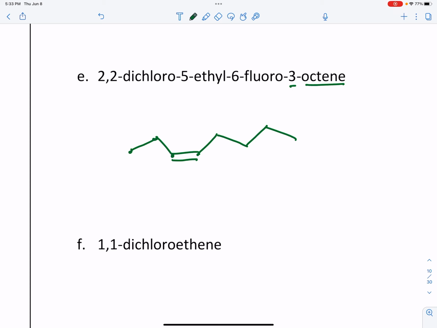2,2-dichloro. Chloro means there's a chlorine atom attached as a branch. 2,2-dichloro is telling me carbon 2 has 2 chlorine atoms attached. Carbon 5 has an ethyl branch. 1, 2, 3, 4, 5, and an ethyl branch is 2 carbons long. Carbon 6 has a fluoro branch. Fluoro would be fluorine, so I'll put an F there. So there's my 2,2-dichloro, 5-ethyl, 6-fluoro, 3-octene.